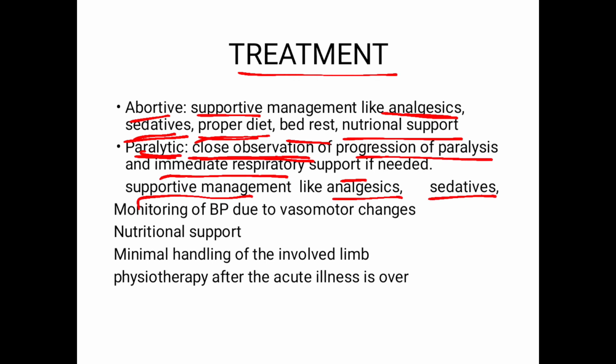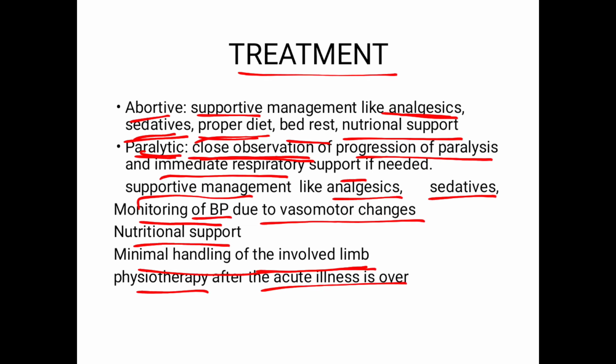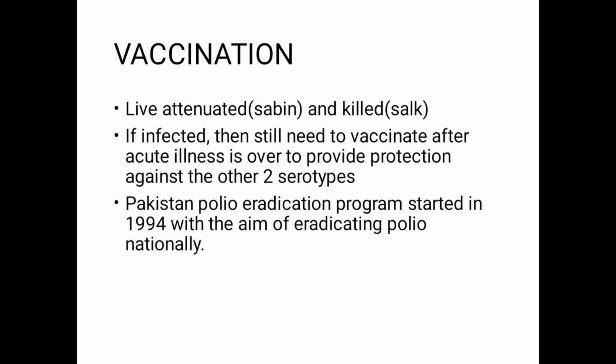As talked about earlier, polio also presents with deeper brain involvement, so we can have vasomotor changes and fluctuations of BP. So we need to monitor the BP due to vasomotor changes. Again, nutritional support. The patient is paralyzed, so you need to provide nutrition. Minimal handling of the involved limb, and physiotherapy is done after the acute illness is over. Again, there will be some improvement of weakness while you are doing the physiotherapy.